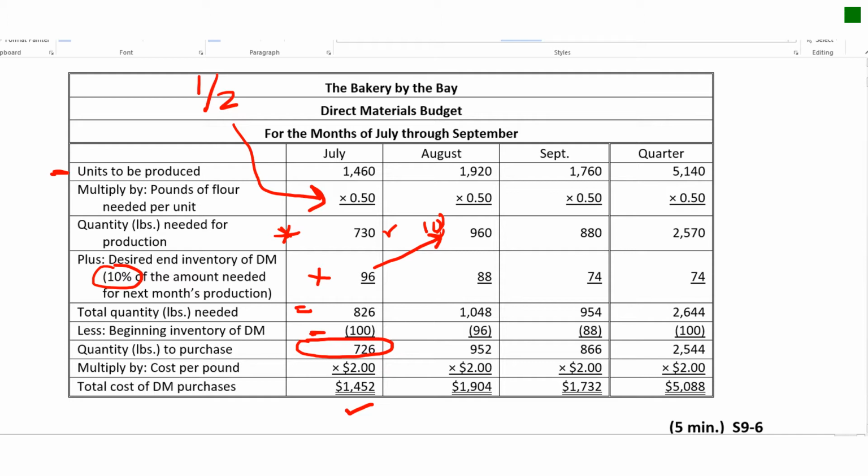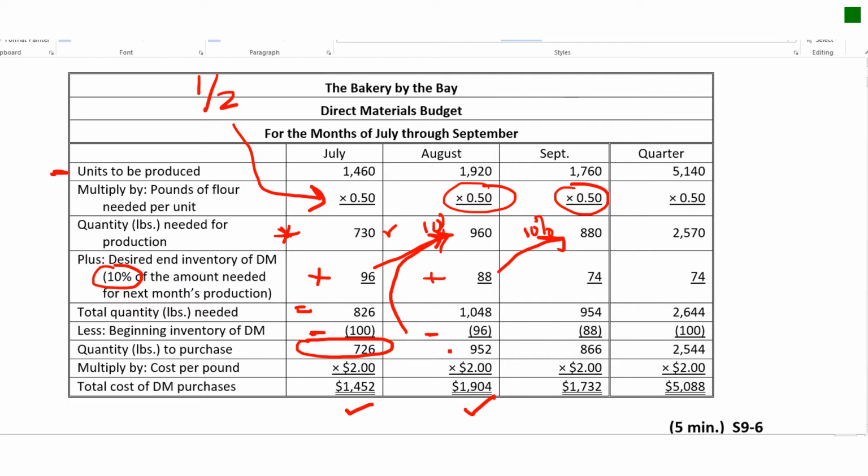If you're in the month of August, again, to get this ending inventory, you're going to be taking the 10% of the 880. Now remember, a common mistake people make with this budget is they forget to do this conversion factor first. You always have to do that first before you do the inventory requirement. So just remember that. But once we've done that, that's where they're getting this 88. Again, same format, you add that. You then subtract out the beginning inventory, which was again the 10% of the 960. And then that's going to give you 952 times $2 per pound. That will be your total purchases for the month of August.